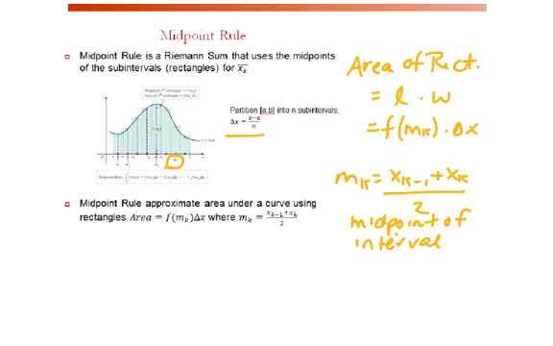The height at the midpoint is found by calculating the midpoint of the interval, which is just x of k minus 1 plus x of k, divided by 2. And then the height is found by putting that midpoint into the function. So here's your height and here's your width. Multiplying the two together gives you an area for that rectangle, and then you're going to sum them.